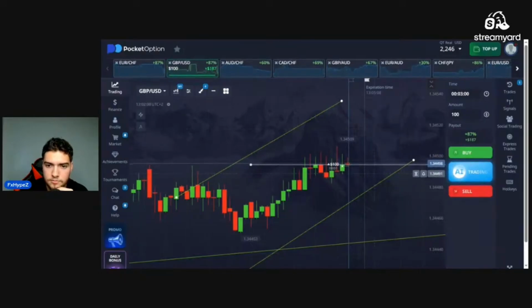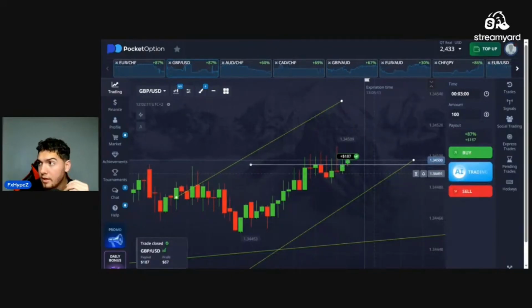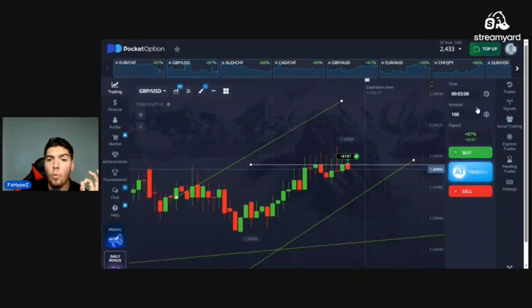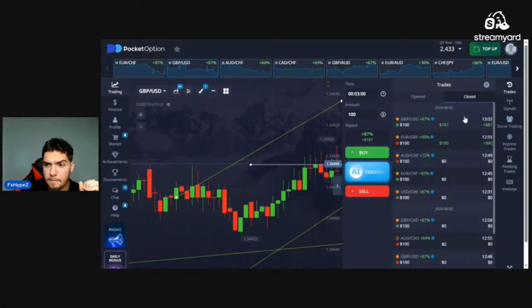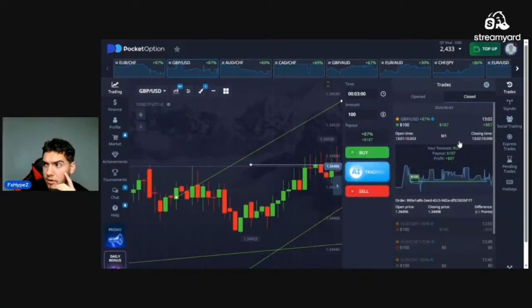Mighty close. Wow. I think we won that trade by like 1 point. Must be 2 points. Crazy. And a couple of seconds later, price dipped below our entry. So we got in at the right time.